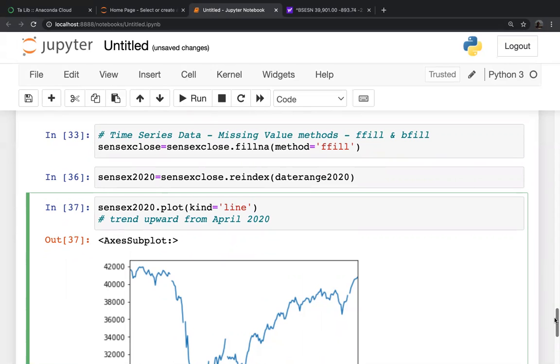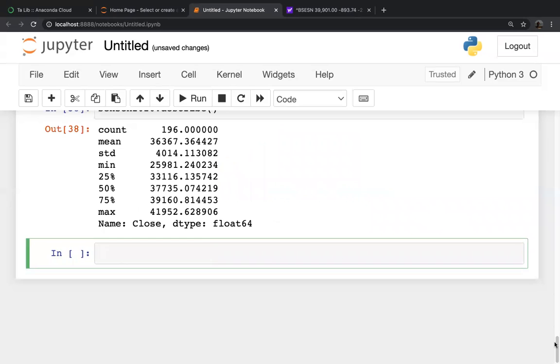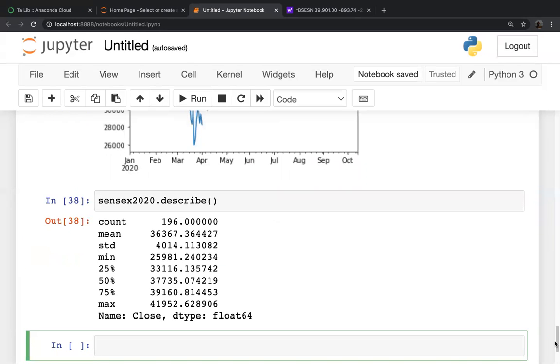Okay. Now, if you want to see the statistics for the current year, Sensex 2020 dot describe. This is the current year statistics. Average is 36,367. Standard deviation is 4,014. Lowest point is 25,981. Maximum it went up to 41,952. Sensex went up to 41,952 higher, and the lowest point it touched this current year is 25,981.